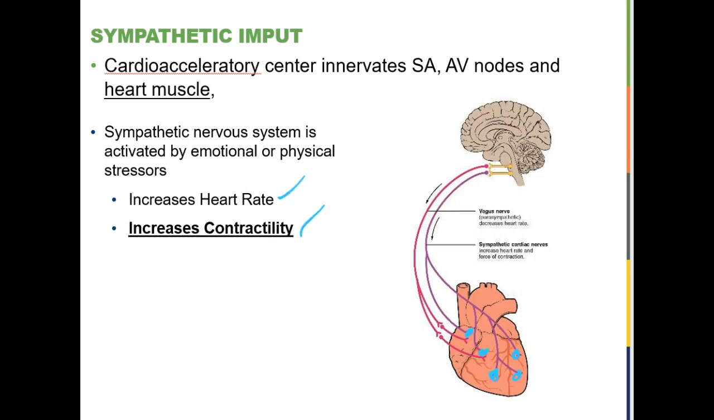Whereas if you look at the parasympathetic fibers, they're only going to the two nodes, the two regulatory centers, and they don't affect contractility.